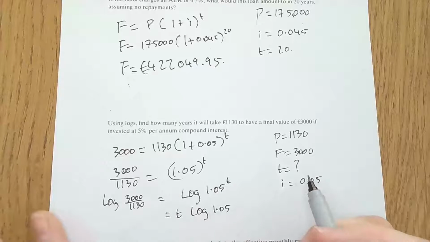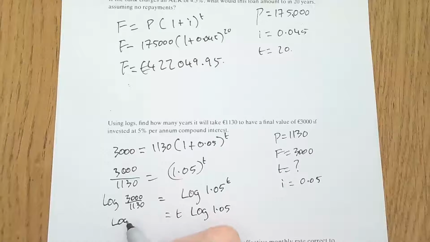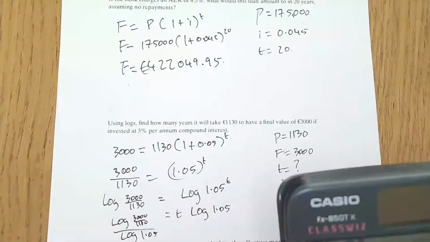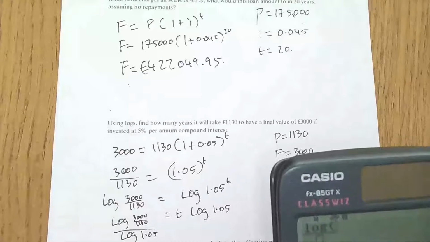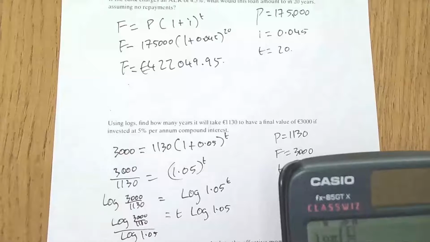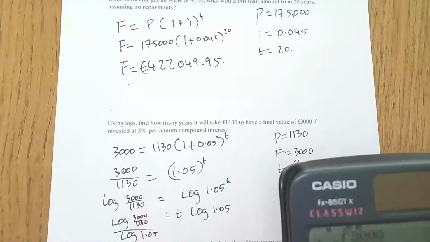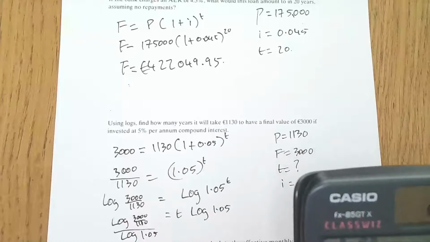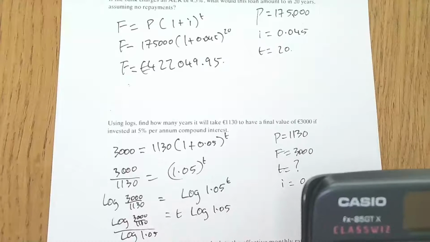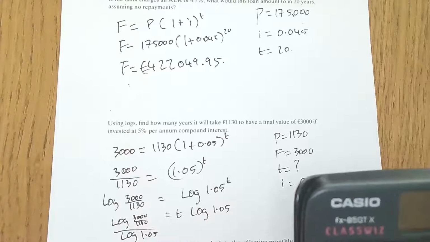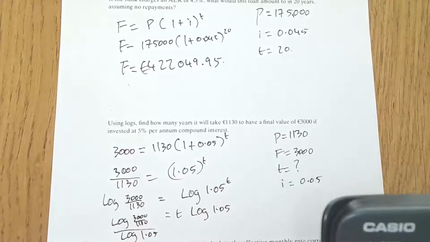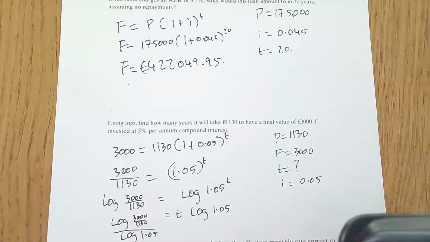And then I'm just going to divide both sides by that. So that's just the log of 3,000 over 1130 divided by the log of 1.05. That'll give me my t. So log fraction 3,000 over 1130 over the log 1.05. Oh, where have I made a mistake? Oh, I didn't close off the bracket.